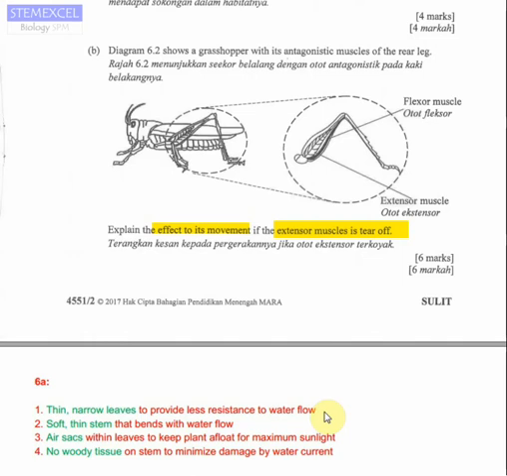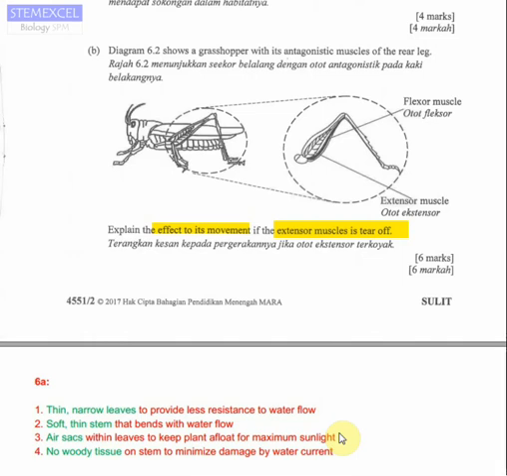Number 2, all the stems are soft and thin, and therefore flexible and able to bend with the water flow, and this will minimize any kind of injury to the plant. Number 3, this plant has air sacs within the leaves, and this will help to keep them afloat, and with that they should be able to achieve maximum sunlight.